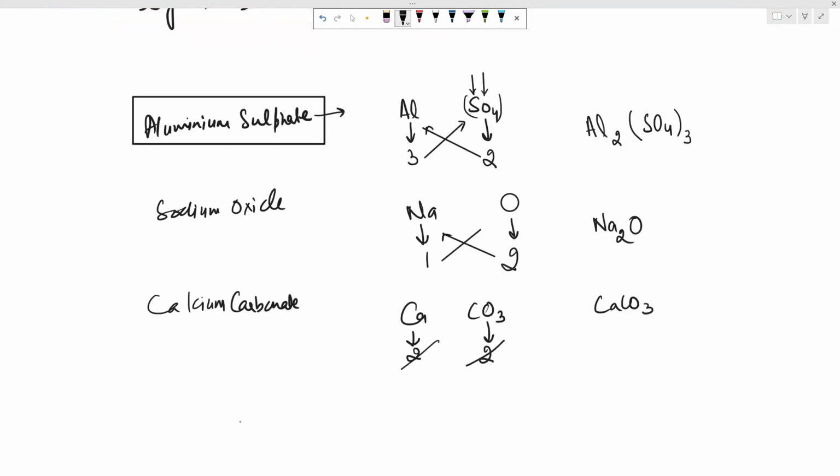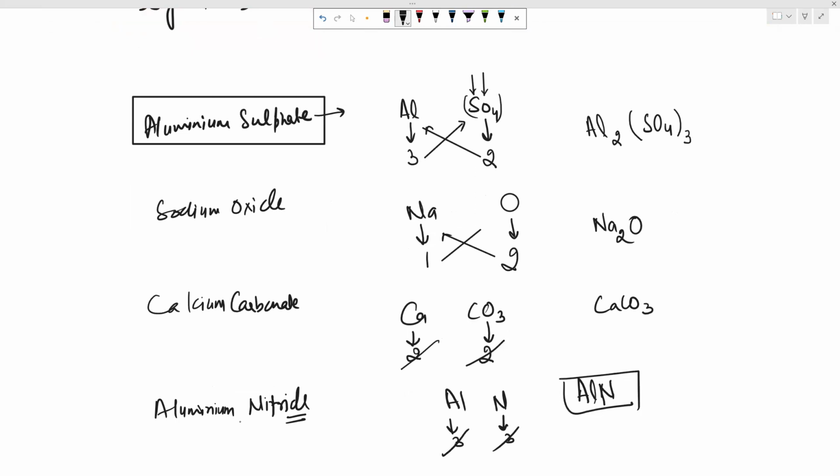Like for example, aluminium nitride. Nitride, IDE, means a single element. So aluminium has valency 3 and nitride also has minus 3. They will cancel each other out and you will get AlN, aluminium nitride. Okay? Are you there? Yeah, okay.